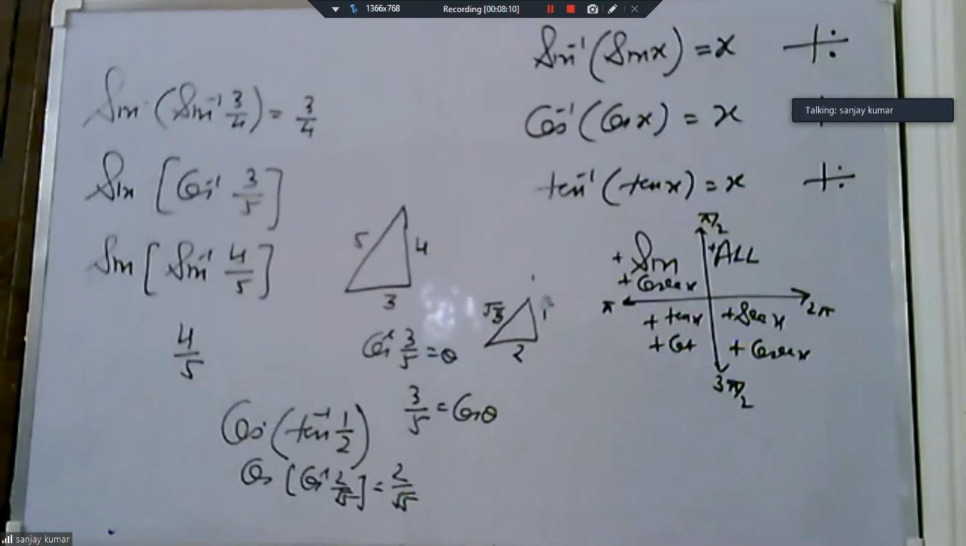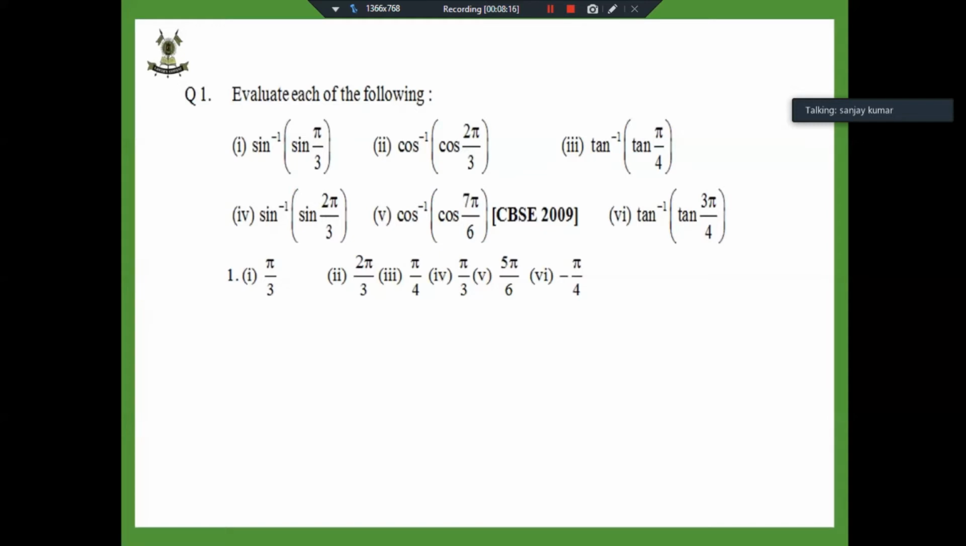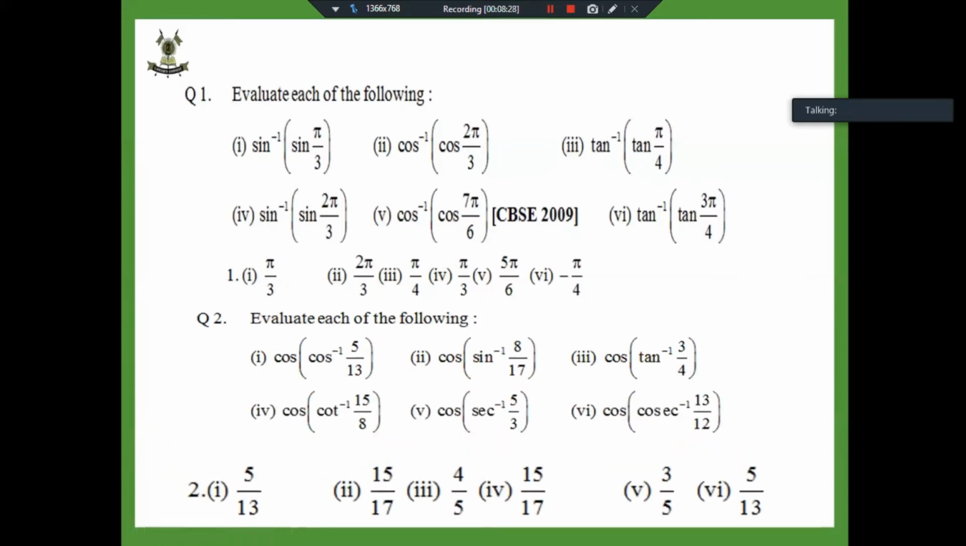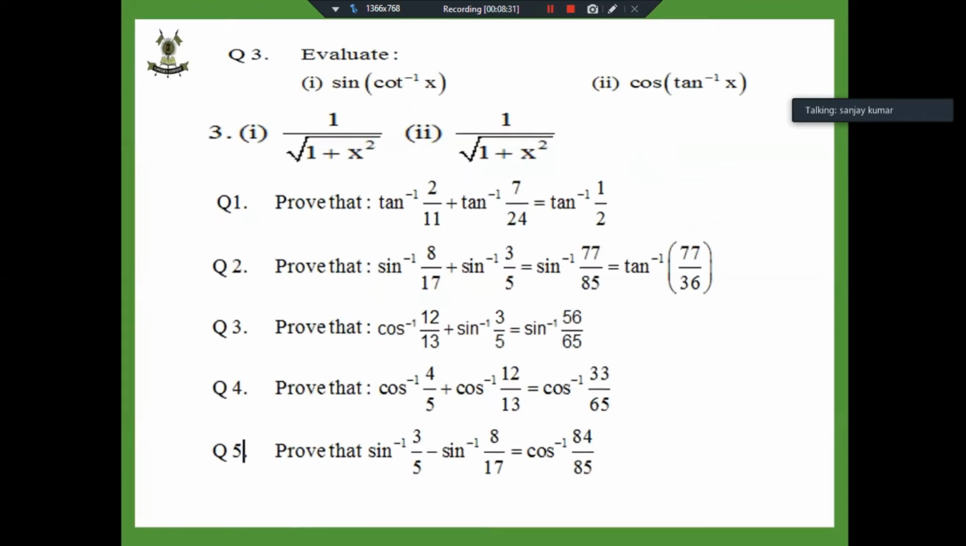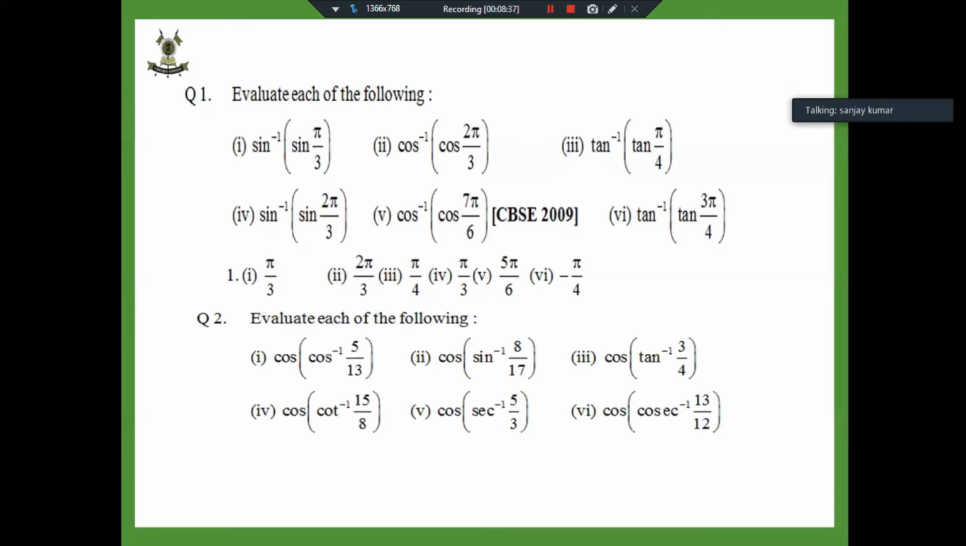I am giving you questions. You start this question. You start question number second. Cos of cos inverse 5 by 13. This cos is cancelled with cos very easily. Give me the answer of the second part. Solve these questions, please.